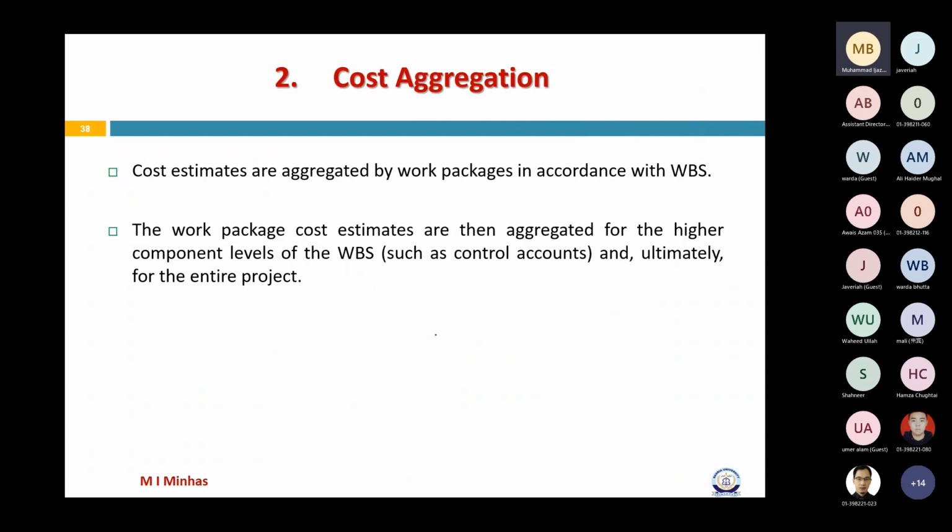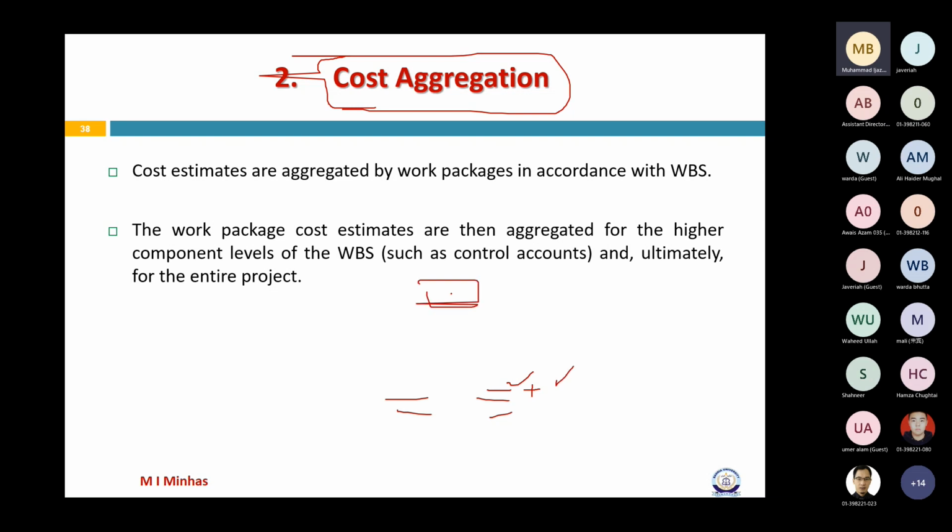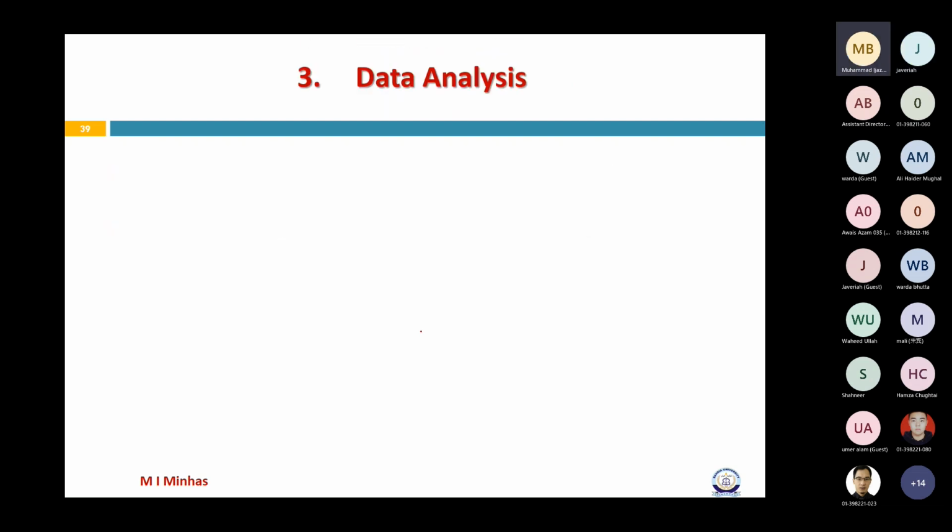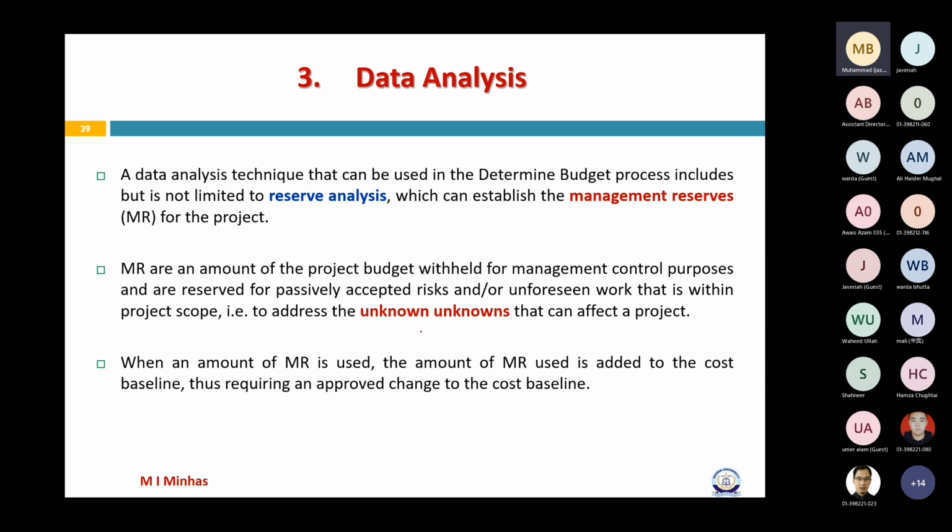Then cost aggregation means you need to know how to add cost. Simple as that. Like I told you, contingency reserves can be added within the estimate of an activity, or they can be added at the top. So you need to know this process, right? Okay. Then data analysis. Do you remember I told you that reserve analysis and management of reserves is a very important aspect, and this would continue. You need to know how many reserves you need, contingency reserves or management reserves, to add to the cost baseline or project budget, right?